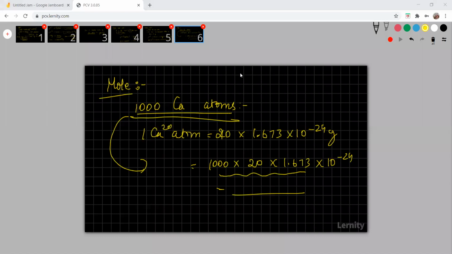Sorry, the mass number of calcium is 40, not 20. So 40 into 1.673. Though you multiply it 1000 times, the mass is still negligible. It is 40 into 1.673 into 10 power minus 21 grams. It's still very small. You understand what I'm trying to say? So what should we do here?